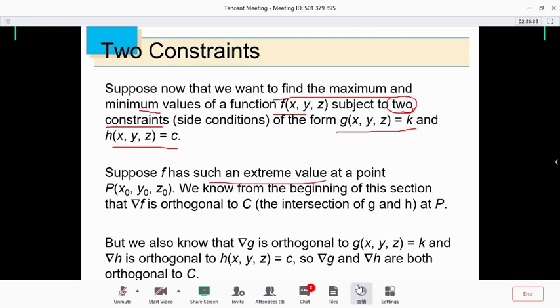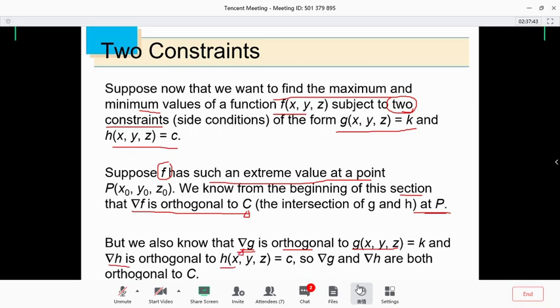Suppose f has such extreme values at the point P. We know from the beginning that the gradient of f is orthogonal to C at P. So C is a curve, the intersection of the two surfaces. Here it is not easy to understand. But we also know that the gradient of g is orthogonal to g, and the gradient of h is orthogonal to h. Here is easy.